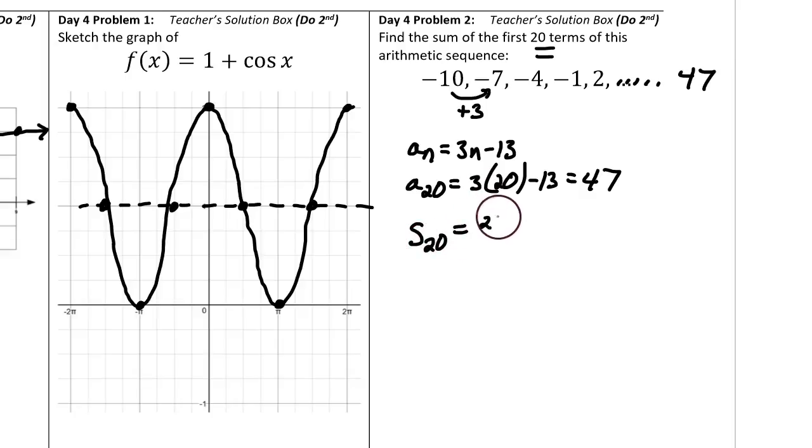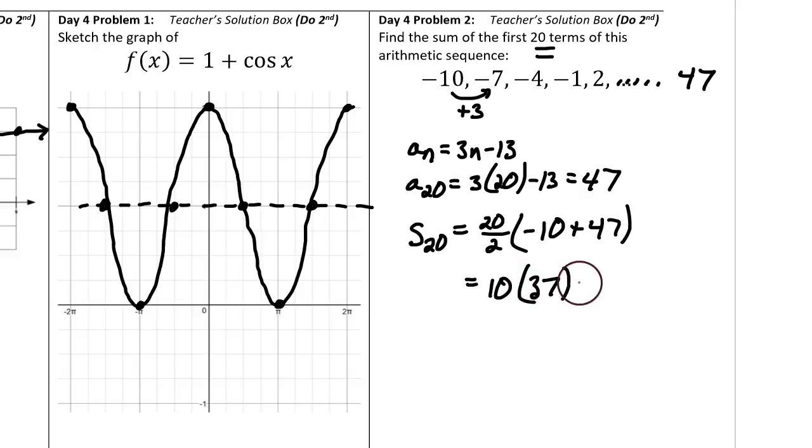You take the number of terms and divide by 2, and multiply that by the first term plus the 20th term. 20 divided by 2 makes 10. Negative 10 and 47 is 37. And this makes 370.